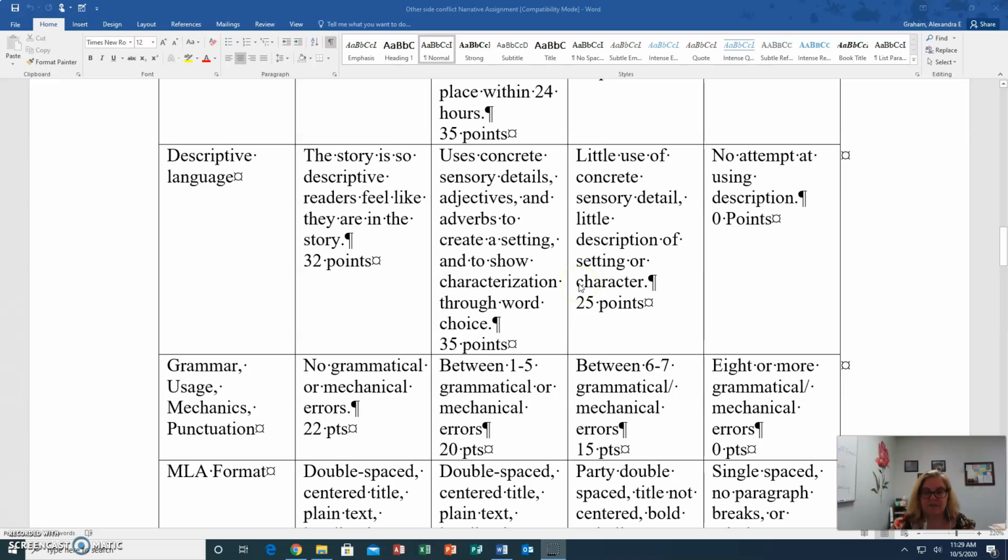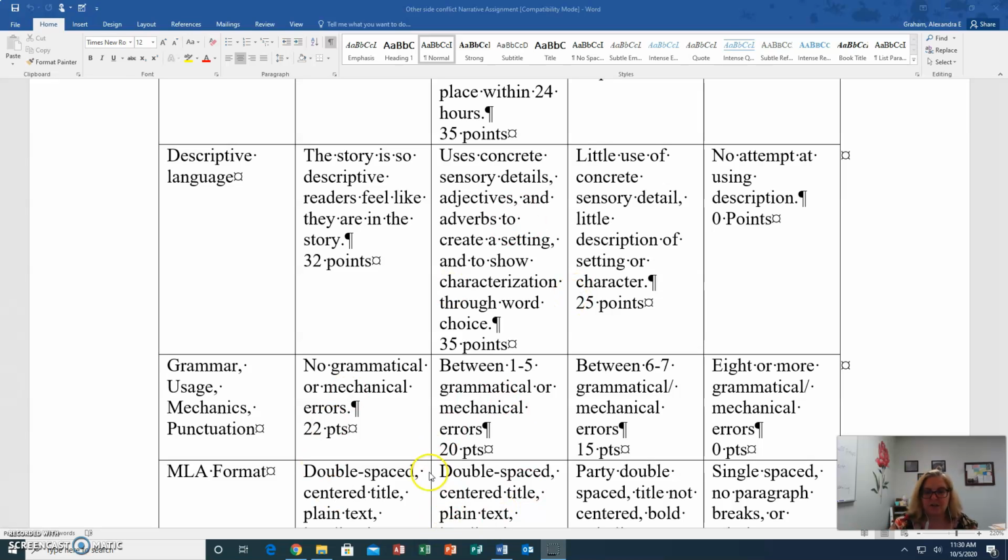Then the descriptive language. It should be descriptive of setting, character, time, all those things. Concrete sensory details, adjectives, adverbs, create a setting, show characterization through word choice. Again, all that work that you did with the description essay, you can use those same skills and pull them into this assignment. Don't be afraid to use those skills here. There's a reason I sequenced the way I did.